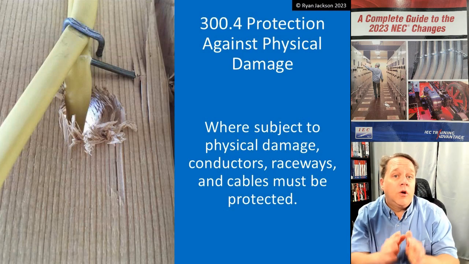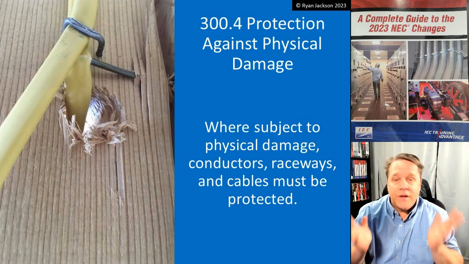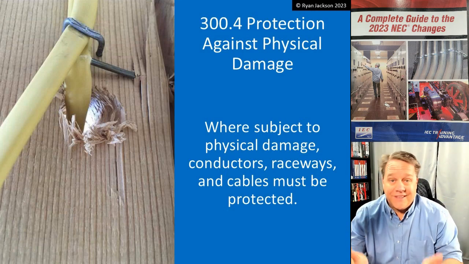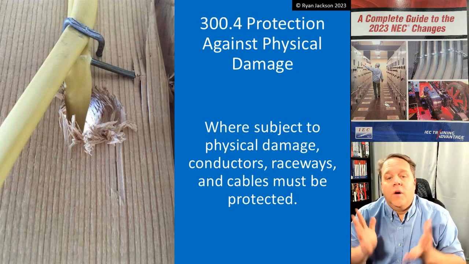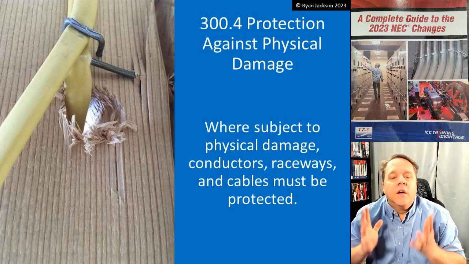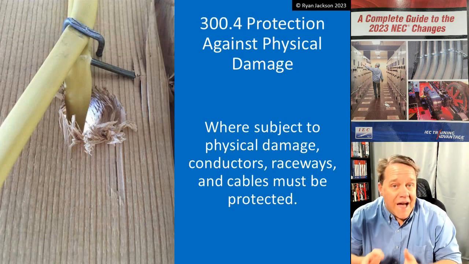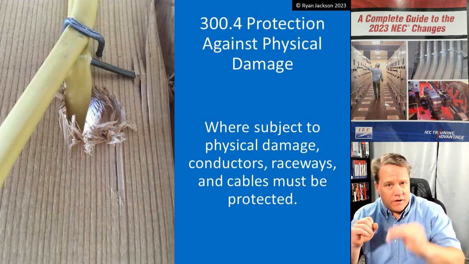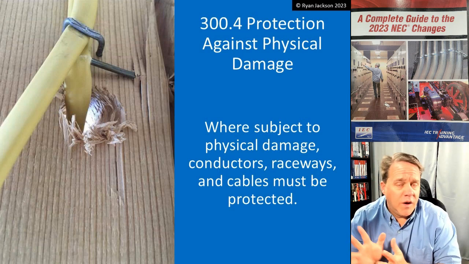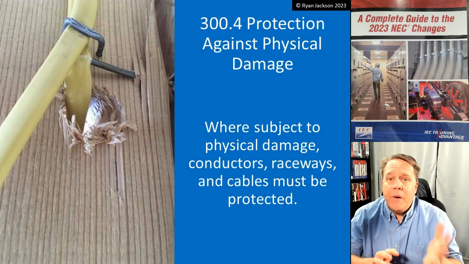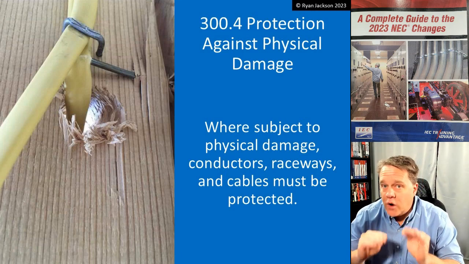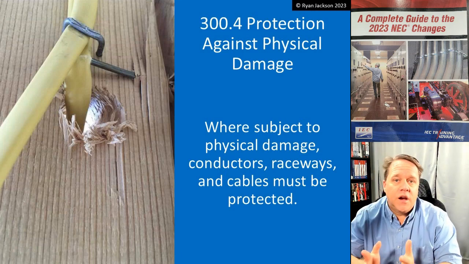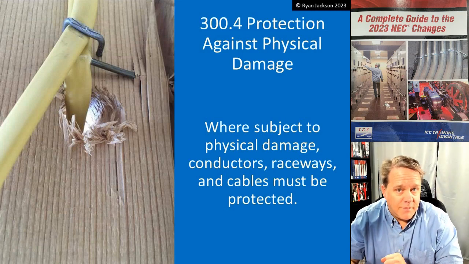But 300.4, before we get to A and before we get to B, has a general requirement. It says, listen, wherever subject to physical damage, conductors, raceways, and cables have to be protected. Now, A through G, or whatever it is, are going to give us some specific ways to satisfy that requirement, but 300.4 is a requirement in and of itself. We have to protect things if they're subject to physical damage.